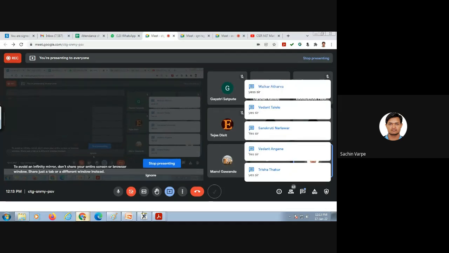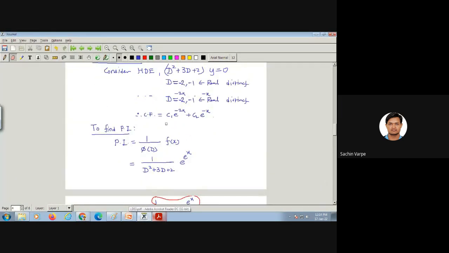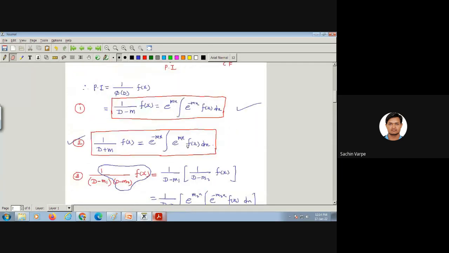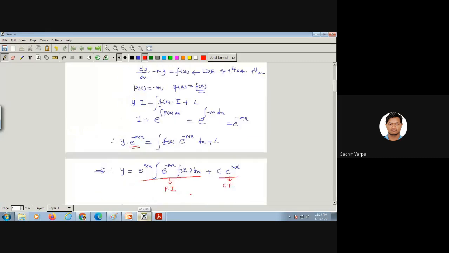So this is all about the general method, and why we call 1 upon D an integrating operator. If you want to know, substitute m equal to 0 into one of the formulas in 1 or 2, and you will get the reason. See, 1 upon D plus 0 of f of x will be e raised to 0, which is 1, into integration of e raised to 0, which is 1, f of x dx, integration of f of x. So 1 upon D acting on f of x will be integration of f of x dx. So that is the reason. Okay? So this is all about the general method.